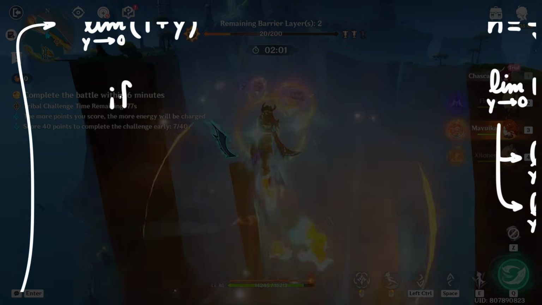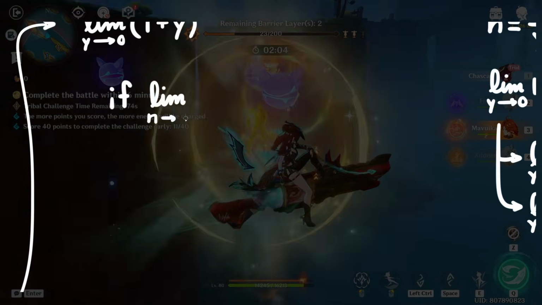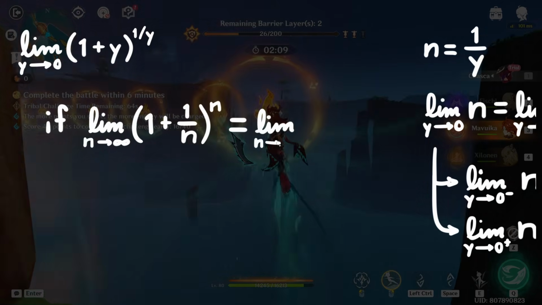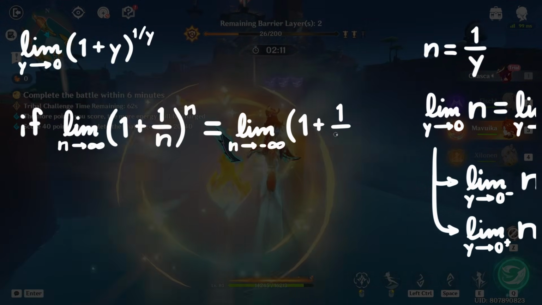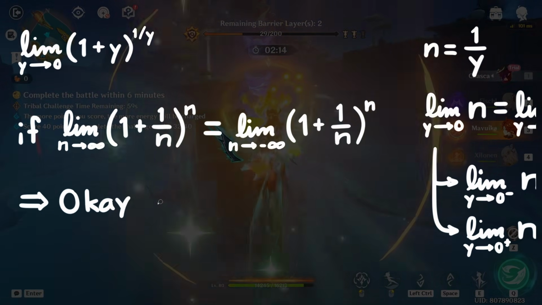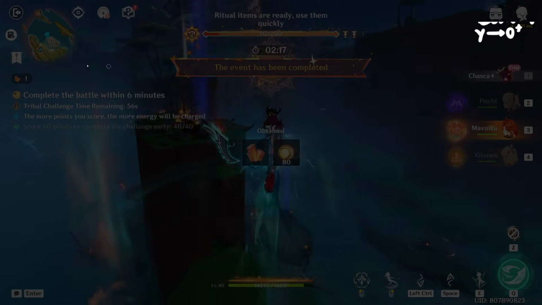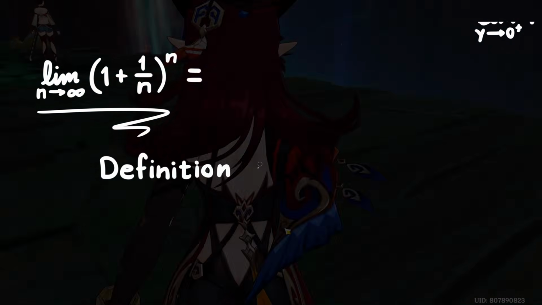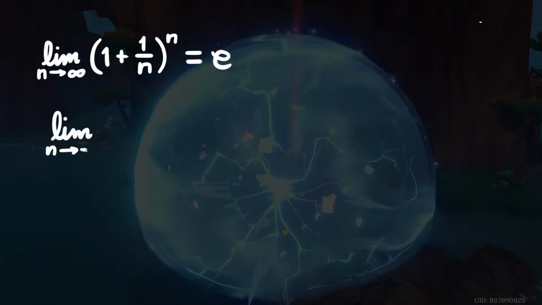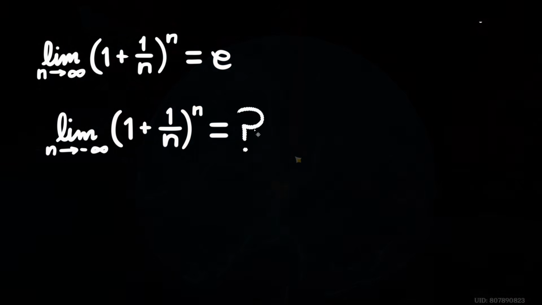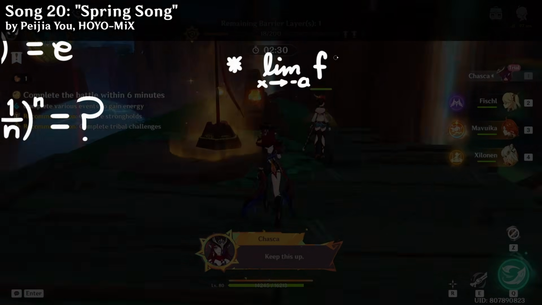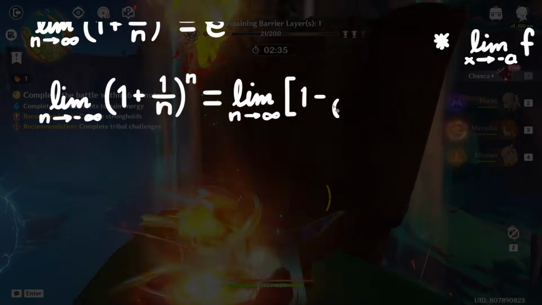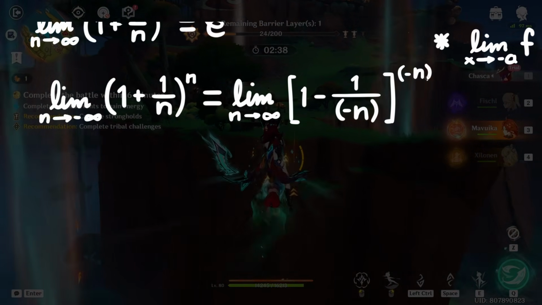Luckily for us, because this is merely a change of variables and not the main limit we're trying to evaluate, we can let n equal 1 over y if and only if the limit as n approaches infinity and the limit as n approaches negative infinity are the same. For the limit as n approaches positive infinity, this is literally just the definition of Euler's number, so that was easy. For the second one, we can make use of the fact that we can take the negative out from the bound and apply a negative to all n's in the expression.